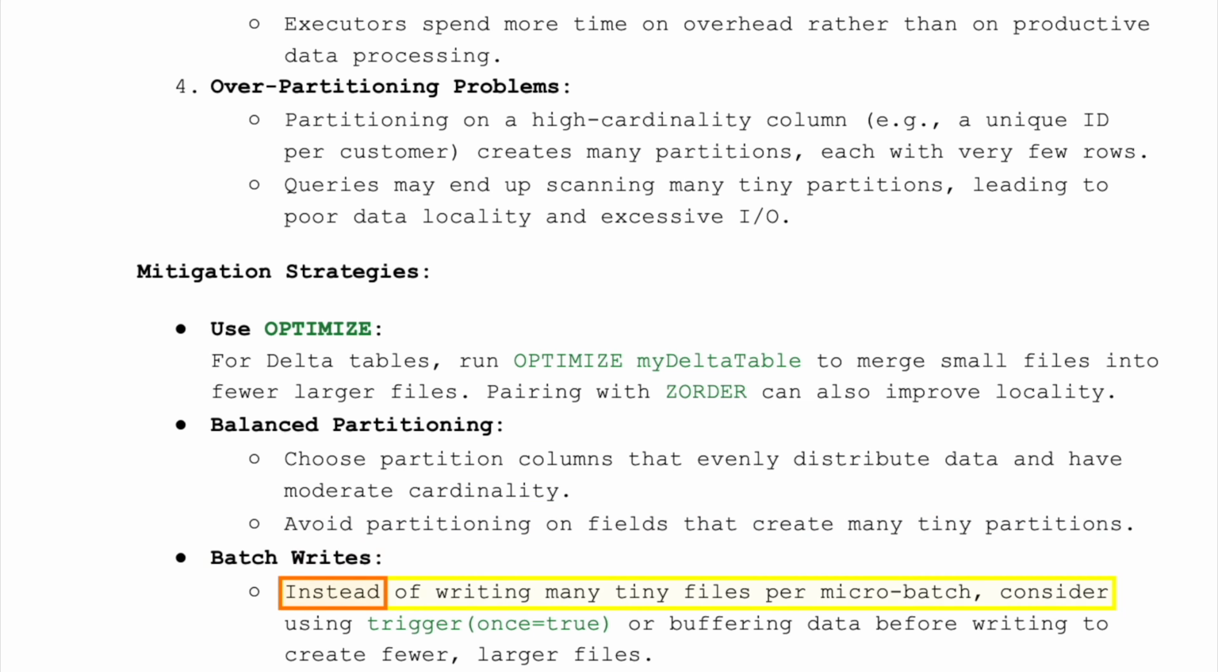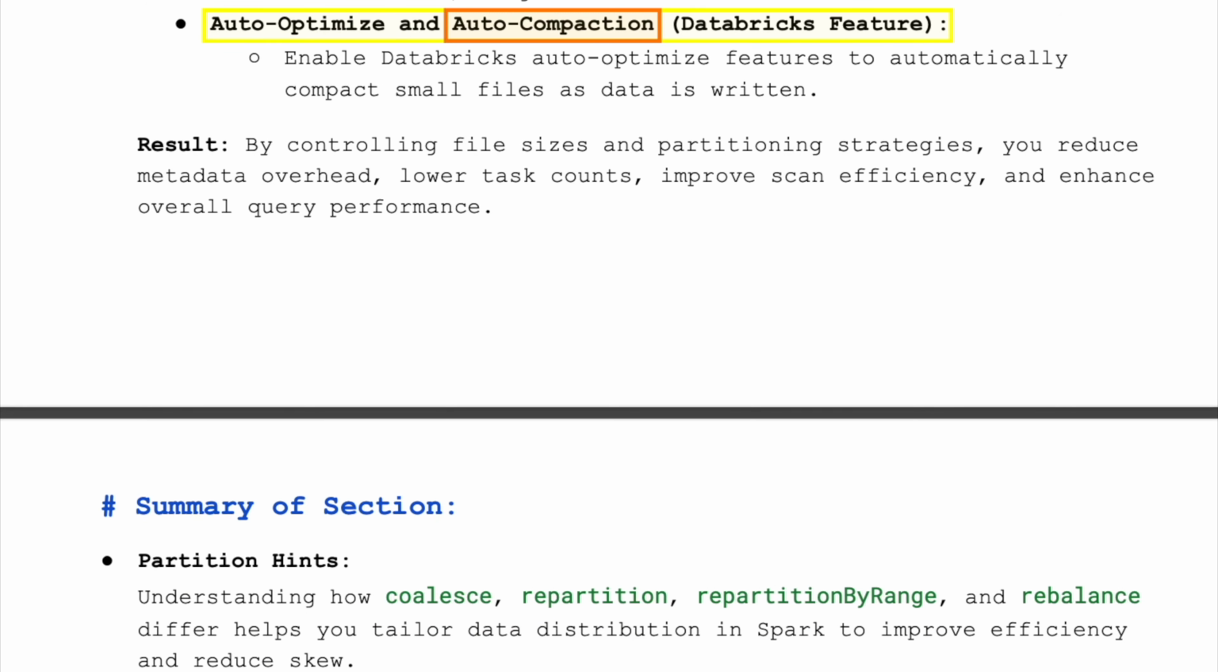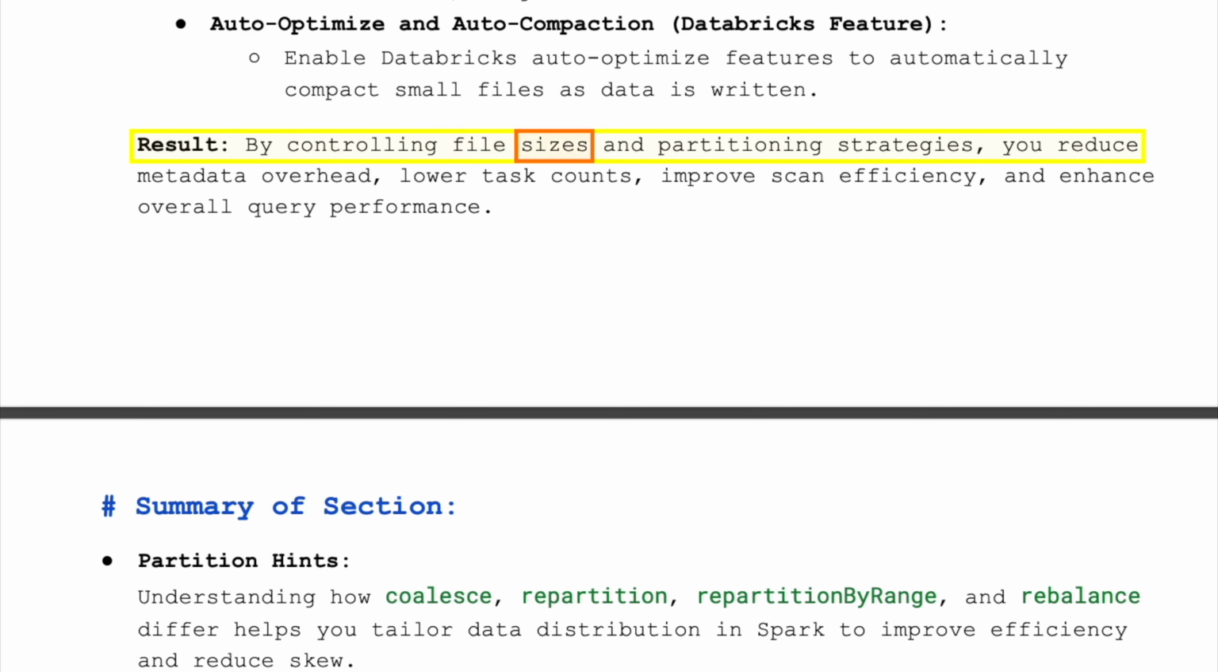Batch writes. Instead of writing many tiny files per microbatch, consider using trigger once equals true or buffering data before writing to create fewer, larger files. Auto-optimize and auto-compaction. Databricks feature. Enable Databricks auto-optimize features to automatically compact small files as data is written. Result: by controlling file sizes and partitioning strategies, you reduce metadata overhead, lower task counts, improve scan efficiency, and enhance overall query performance.